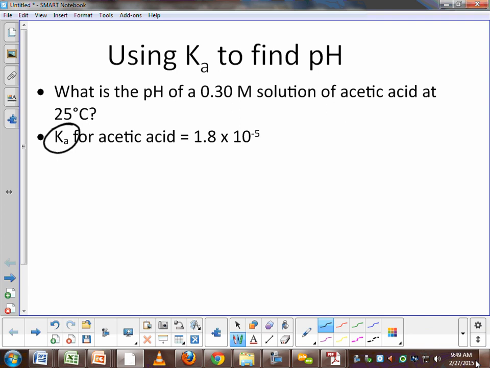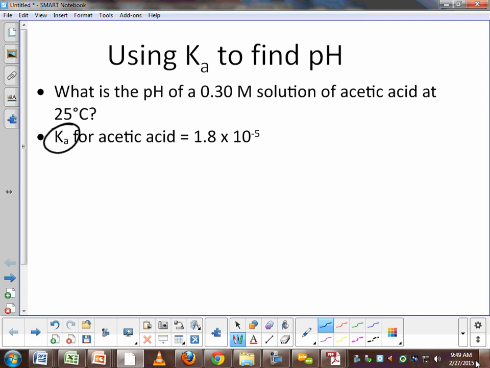If Ka is given, you write a Ka, meaning an acid dissociation reaction. If Kb is given, you write Kb, a base dissociation reaction. If you're given Ksp, you write a solubility dissociation reaction. So that's really your big tip-off. What reaction am I writing?